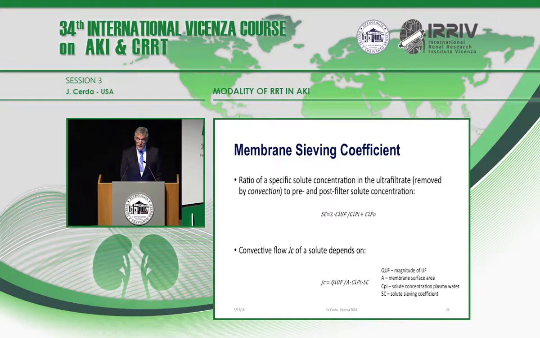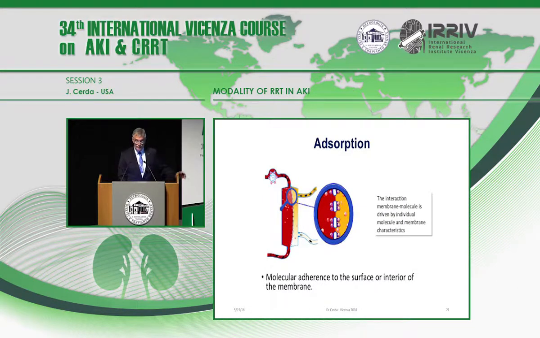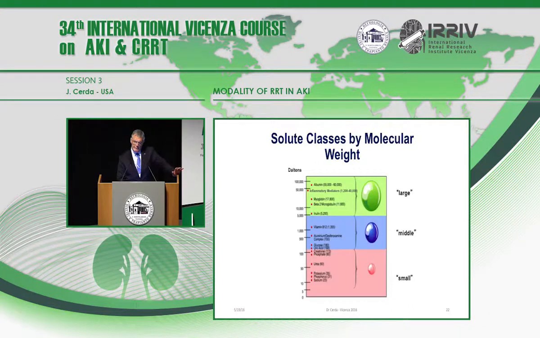Conversely, in convection, the key element is the ratio of the specific solute concentration in the ultrafiltrate to the pre- and post-filter solute concentration, which is called the sieving coefficient. Let me remind you that the sieving coefficient is applied to convective transport, but not to diffusive transport. And that the convective flow is dependent upon the magnitude of the ultrafiltration, the area, and the sieving coefficient, as you know. Instead, in the case of adsorption, most of the molecules are attached to the membrane.